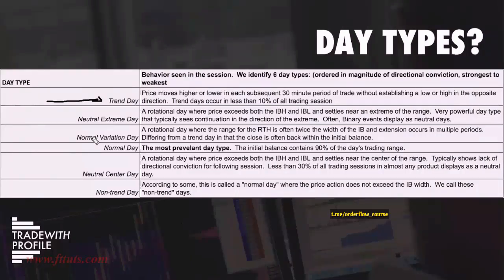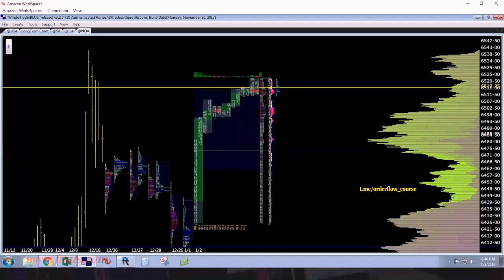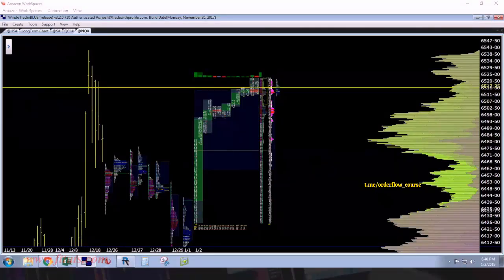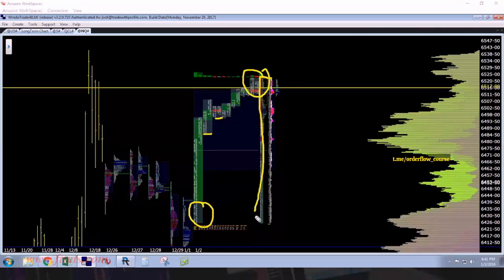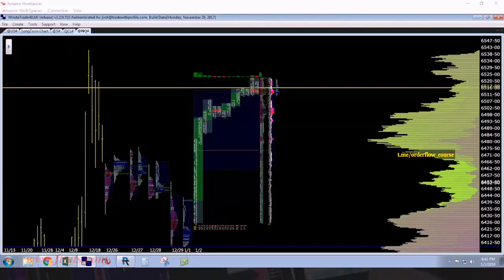A trend day is when price moves higher or lower in each subsequent 30-minute period, and one extreme of the day occurs in the first hour, and the second extreme of the day occurs at the end of the session, or the last hour. Okay, we had a trend day today in the NASDAQ. You can see the low was put in here in the first 30 minutes, and the high was put in the last hour. That's a classic trend day. Higher lows in 30-minute periods the whole day, so this is the compressed profile, and you get a very elongated profile that results.